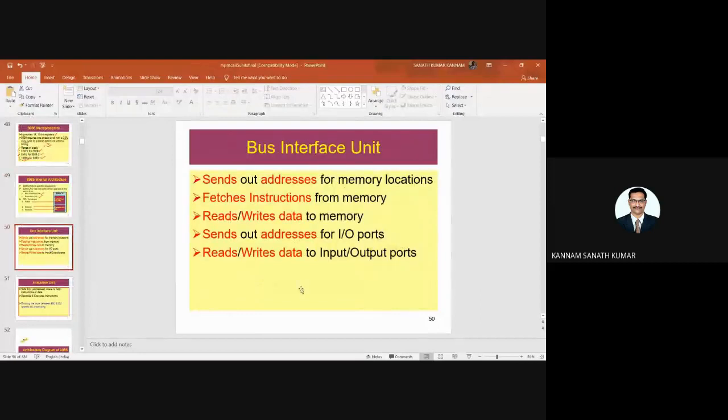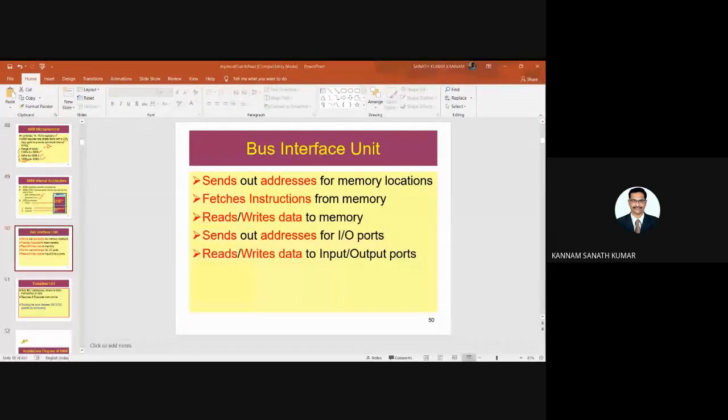Okay, bus interface unit. What is the operation of the bus interface unit? It sends out the address for a memory location. That means it should interface, it should connect to the external world. Our memory is outside, 1 MB of memory is outside. It sends out the address for the memory location.